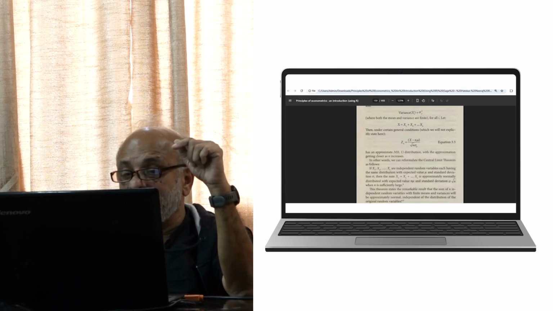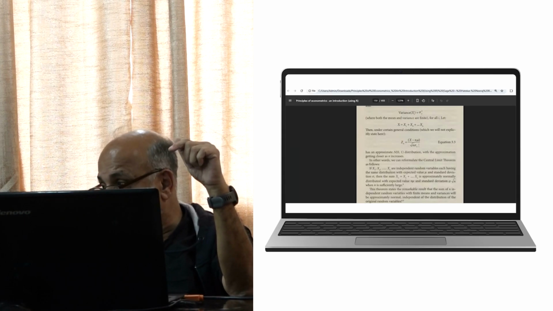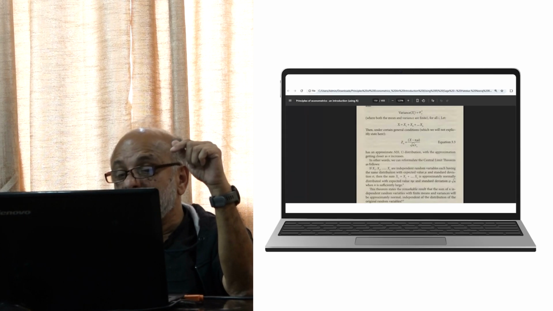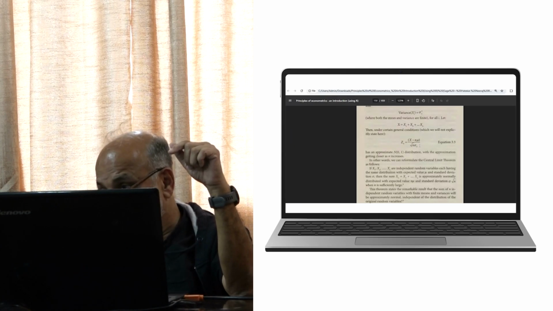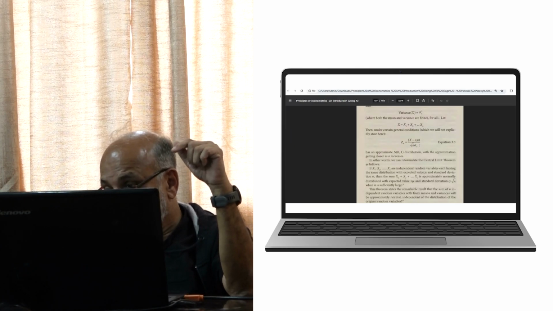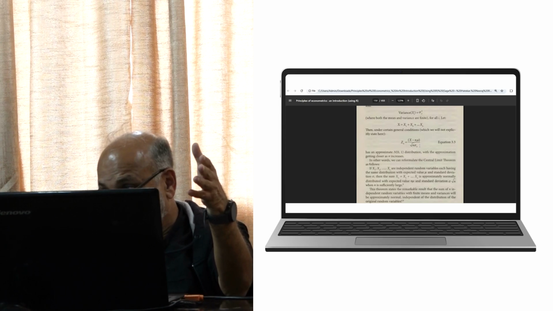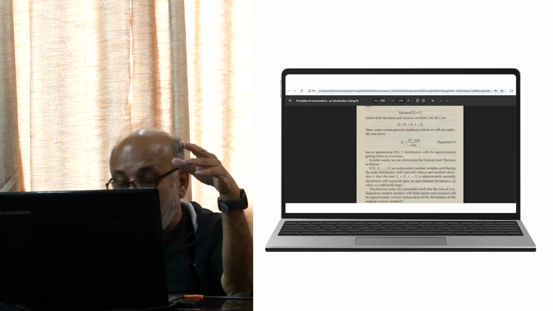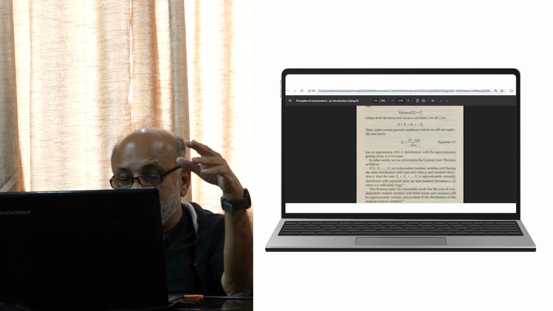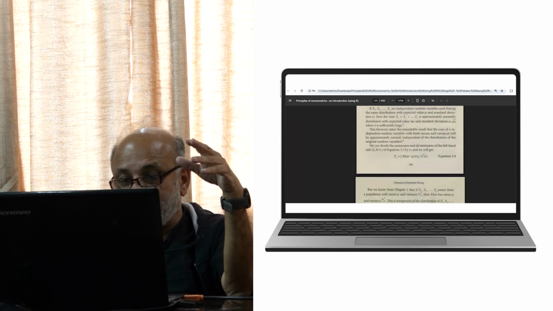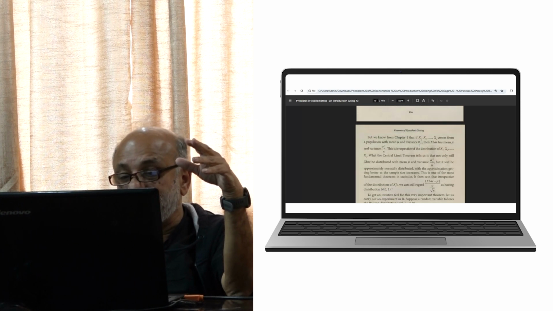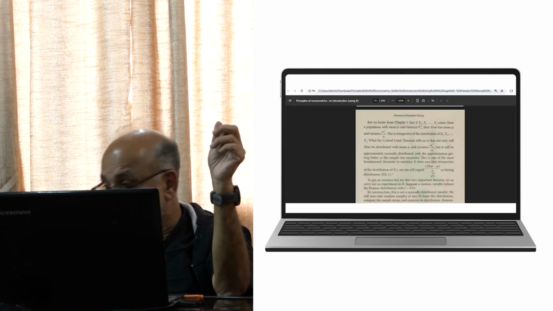So the denominator here is root n into sigma x. If you divide by n, root n will go, and what you will get is sigma x upon root n. So it is standard normal, and as n becomes large, this will become closer and closer to the standard normal. That is called the central limit theorem. So you get this.